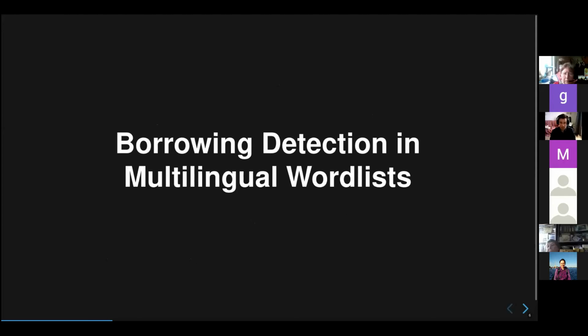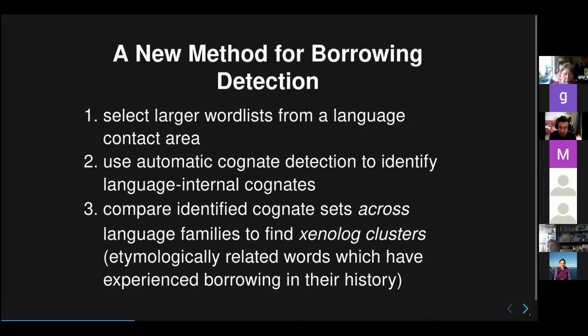So I just expanded this method that is there to borrowing detection in multilingual word lists. This is a new method in this sense, because what we do is we select larger word lists from a language contact area, and then we use automatic cognate detection to identify language internal cognates. You could do all of that also manually. And then we compare identified cognate sets across language families to find xenologue clusters, that is etymologically related words which have experienced borrowing in their history.